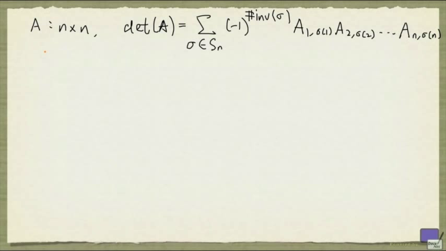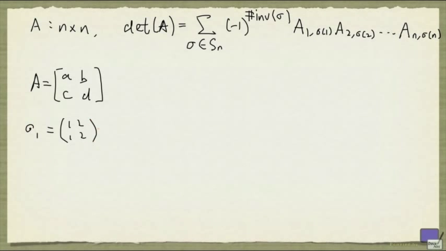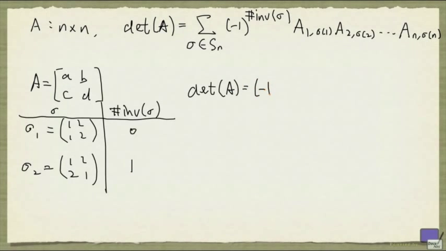Recall that the determinant of an n by n matrix A is given by this expression here. So suppose that my matrix is A, B, C, and D. Now this sum is over all the elements of S_n. So let me first just list all the permutations in S_2. The first one is the identity permutation, and the second one is this. Now we also need the number of inversions. The number of inversions of sigma 1 will be 0, and the number of inversions of sigma 2 will be 1. So the determinant of A is going to be given by this.